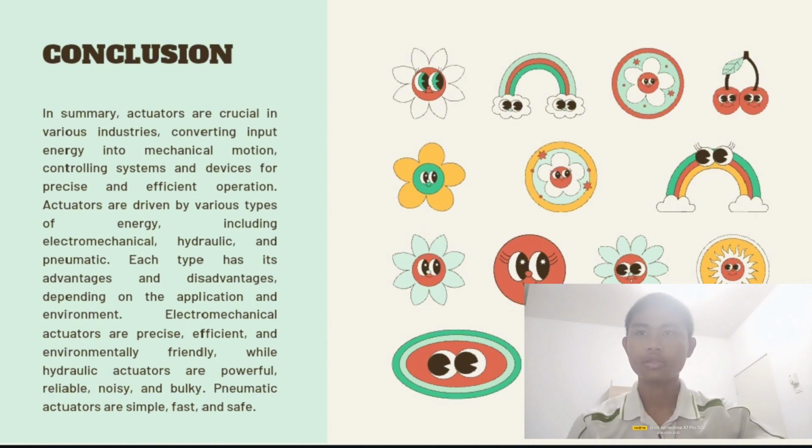After that, actuators are driven by various types of energy, including electromechanical, hydraulic, and pneumatic. Each type has its advantages and disadvantages. It is depending on the application and environment. Moreover, electromechanical actuators are precise, efficient, and environmentally friendly, while hydraulic actuators are powerful, reliable, but noisy. Lastly, pneumatic actuators are simple, fast, and safe.